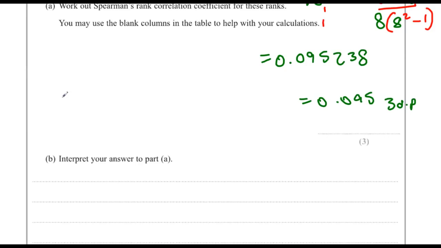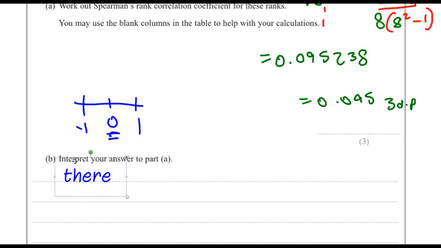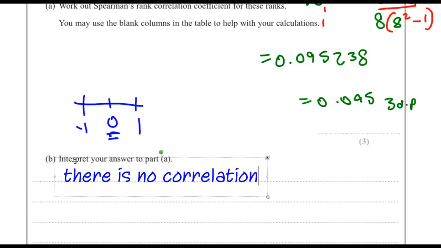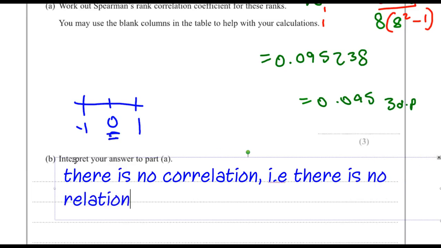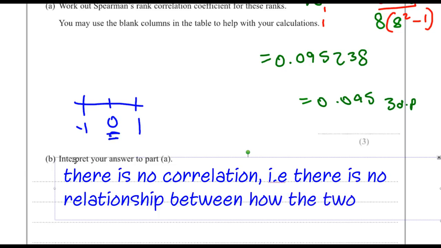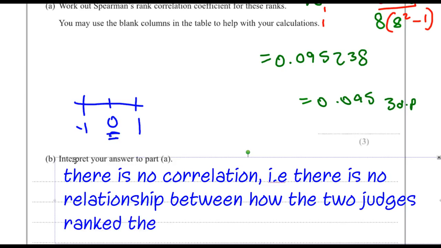Interpret your answer to part A. I've just said that it's close to 0, and our Spearman rank only goes between -1, negative correlation, 1, positive, 0, no. We're near 0. If we were rounding to the nearest whole number, then we would actually be on 0. Hopefully you can see that it is very, very close to 0. So there is no correlation, i.e. there is no relationship between how the two judges ranked the dancers.